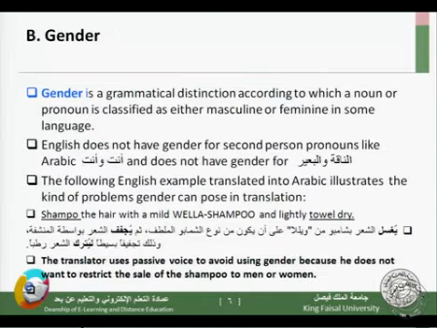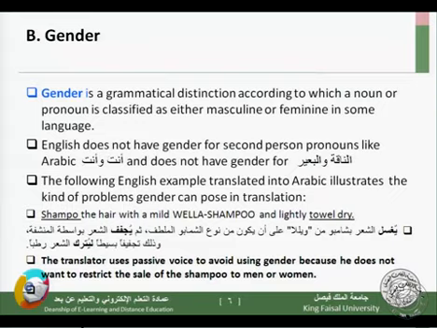And let's move to gender here. This is a bit more difficult and more problematic. Now, what do we mean by gender? Gender is a grammatical distinction according to which a noun or pronoun is classified either masculine or feminine in some languages. Gender means that in grammar you use this pronoun for a female or a male.